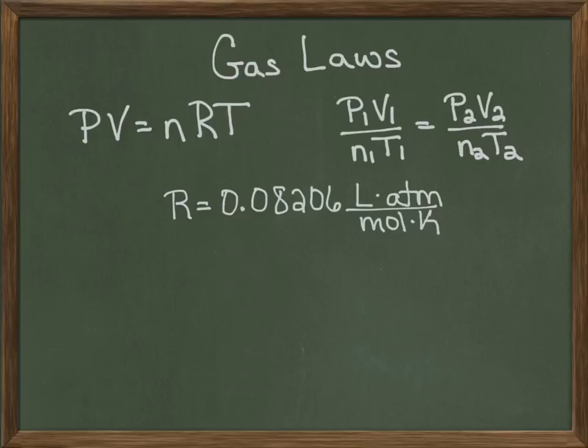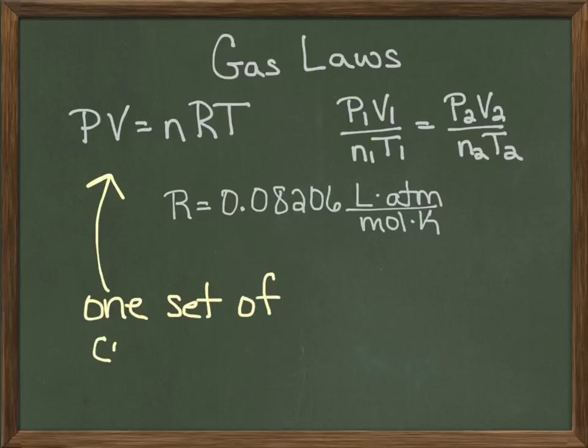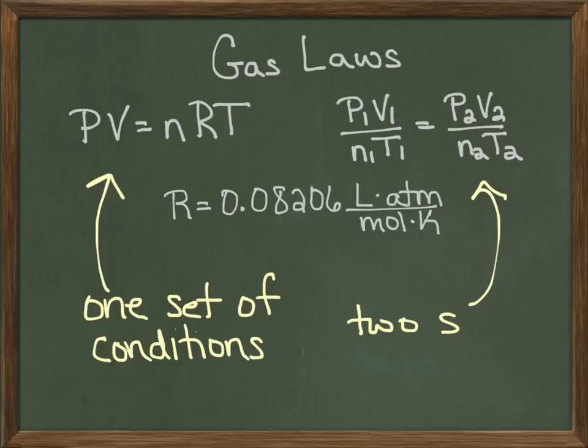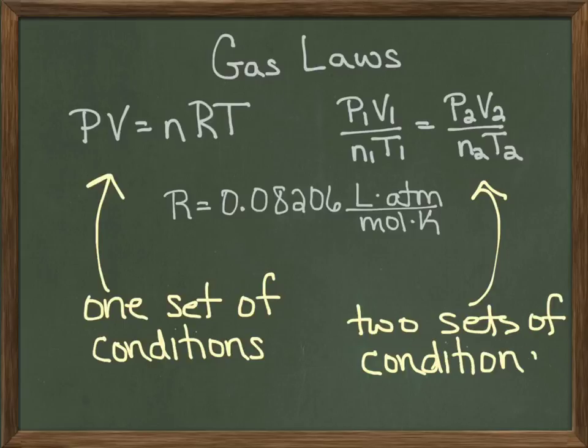So when do we use the one on the left, the PV equals nRT, and when do we use the combined gas law? When we have one set of conditions, so if it gives us a pressure, a volume, and a temperature, or moles, temperature, and a volume, anytime we have that, we're going to use the PV equals nRT. When we have two sets of conditions, any kind of factors that are an initial and a final, however it's labeled, if we have like a PVT initial and a PV final, we can plug it in and solve for that unknown. So whenever we have those two sets of conditions, we're going to use the combined gas law.